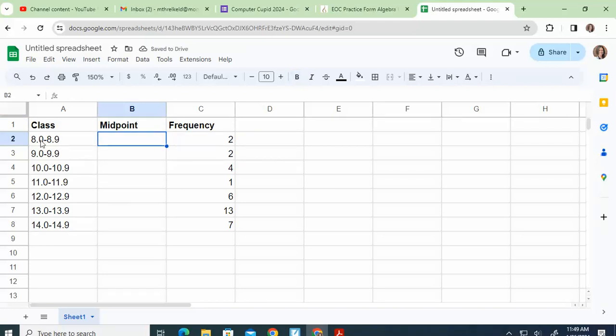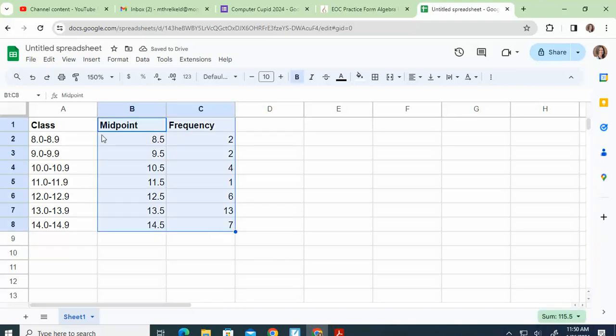So what's the first midpoint? How do we find it? So 8 plus 9 divided by 2 is 8.5. What's my class width on this? It's actually the distance from the start of one to the start of the next. So it's just 1. So if you just keep adding 1, you'll get all of your other midpoints. 9.5, 10.5, and so on. Okay.